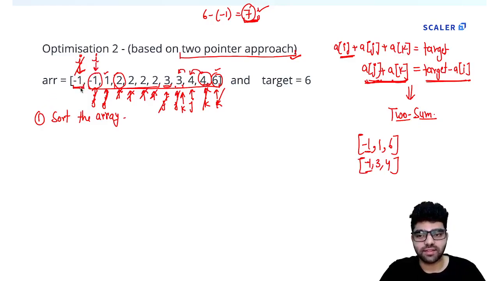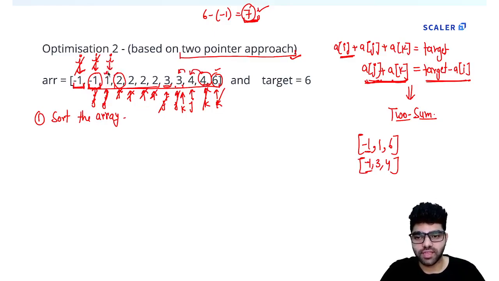But see, again, -1 was already present. Now you are again considering this value -1, right? So it is a case of duplicates. Again there will be a repetition. So similar elements are present, just ignore this value and increment the value of i.